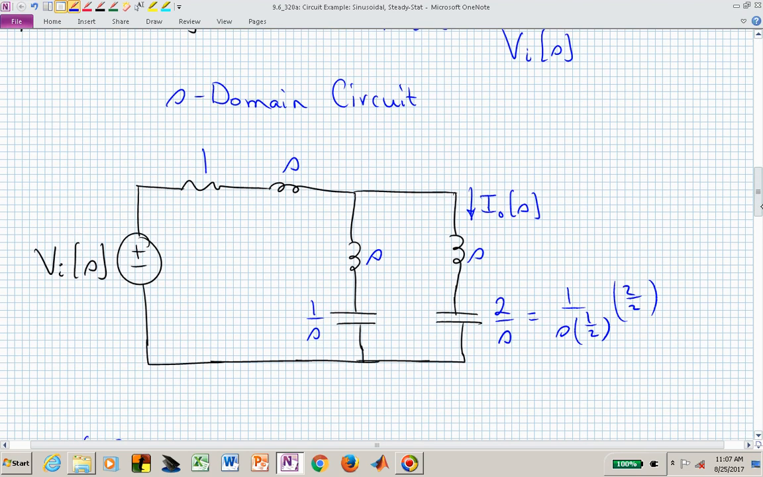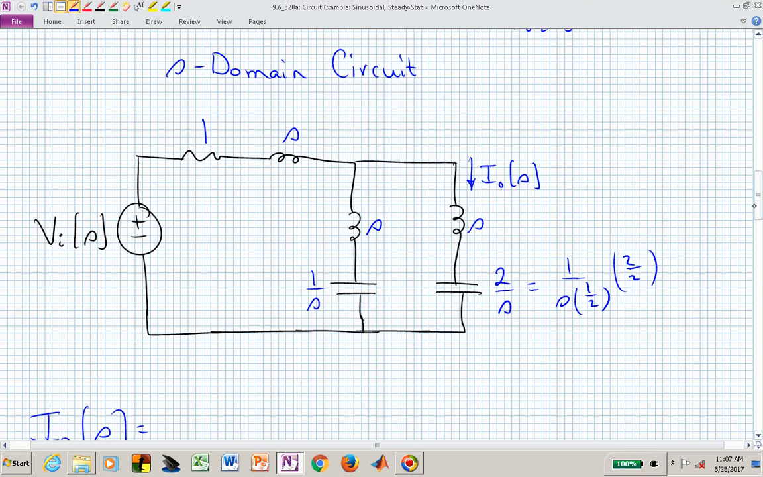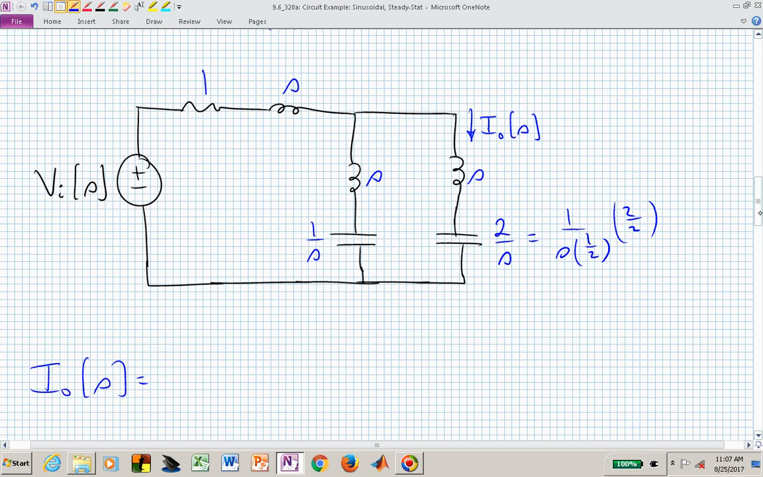Now that I have that, I've now put my circuit in the S domain. Now I can do my circuit analysis with algebra, with these complex frequencies S floating around. How do I find I sub 0 of S?